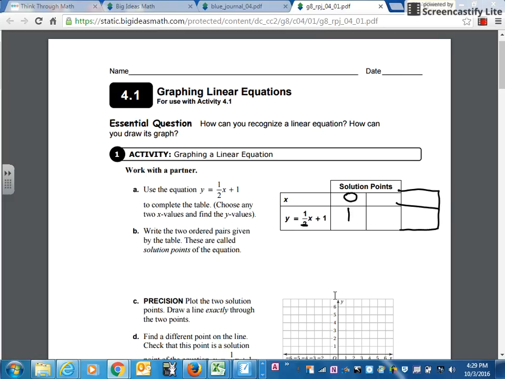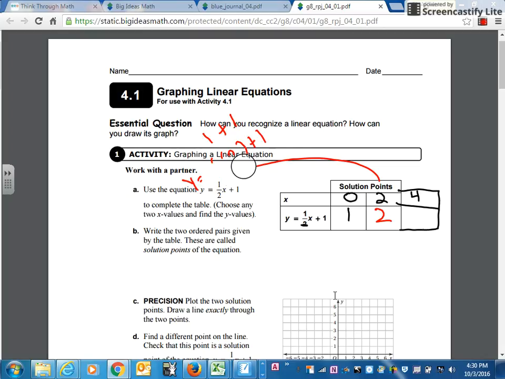I know I'm going to have to take half of the number, so I'm going to pick two even numbers. So I'm going to pick 2 and 4. Okay? So then I'm going to plug into the equation. I'm going to plug 2 into this equation. So 1/2 times 2 plus 1, and that's what y is going to equal. So 1/2 times 2 is 1. 1 plus 1 is 2. So then y would equal 2 in this situation.